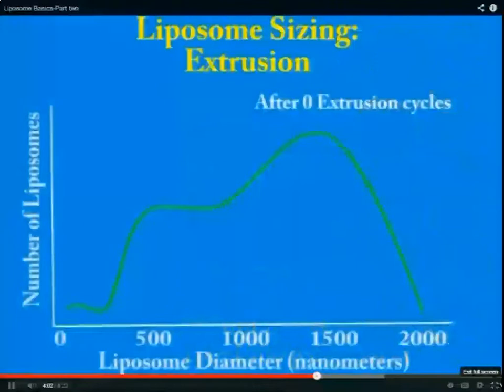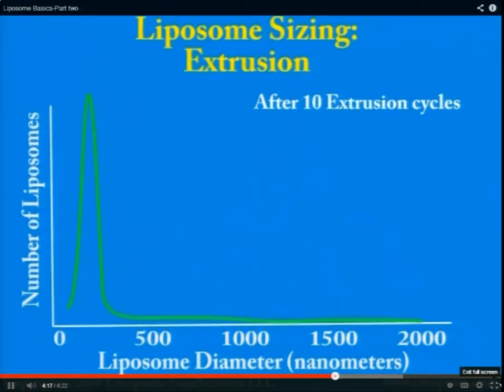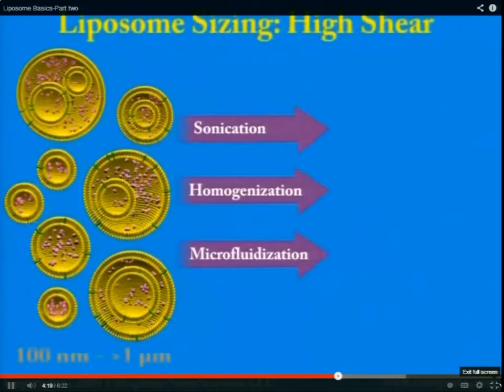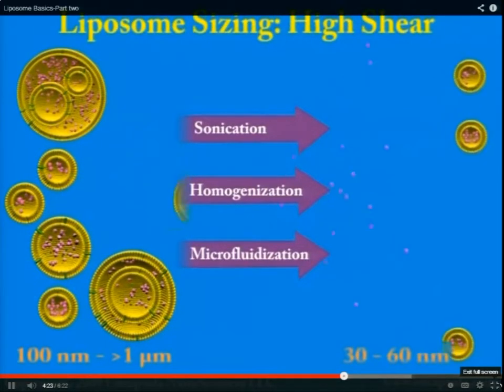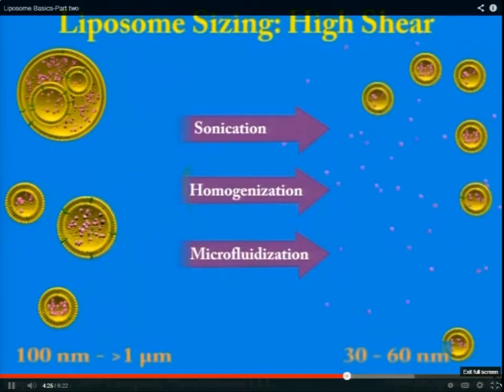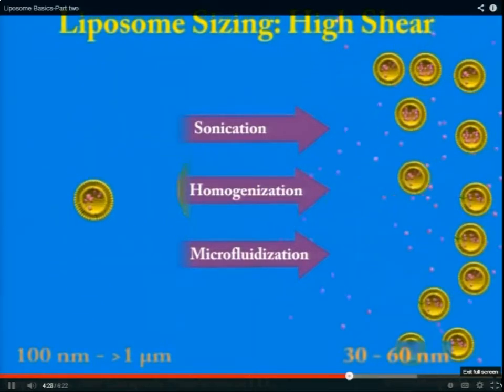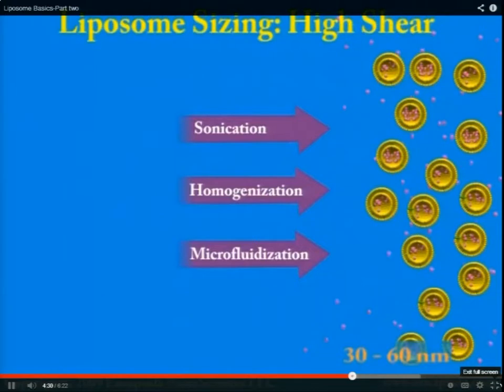In order to achieve a narrow size distribution, the liposomes must be passed through the filters 10 times or more. The liposome suspension becomes more translucent during extrusion, indicating that the liposomes are becoming smaller. The lower size limit of a liposome is 30 to 60 nanometers, depending on the type of lipid used. High shear methods are used to reduce multilamellar liposomes to unilamellar liposomes at their lowest size limit.